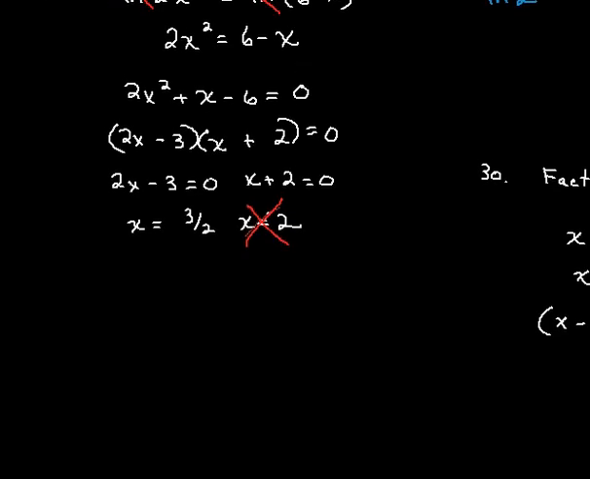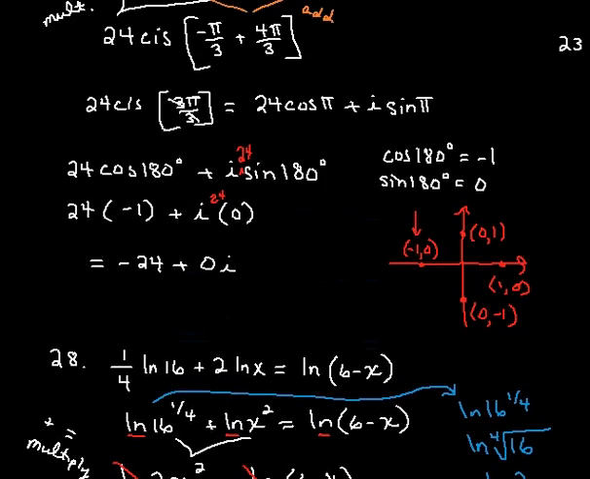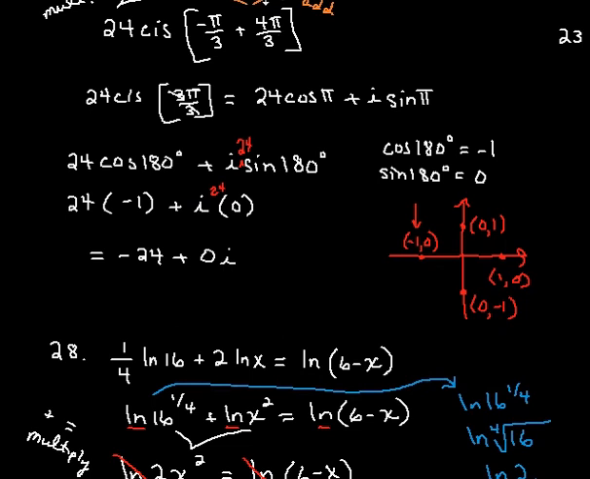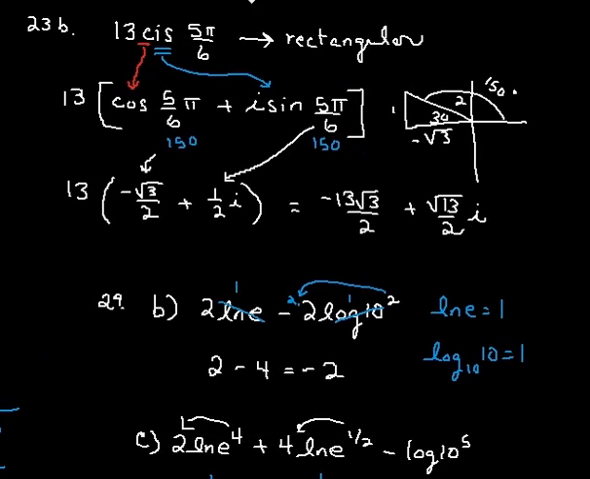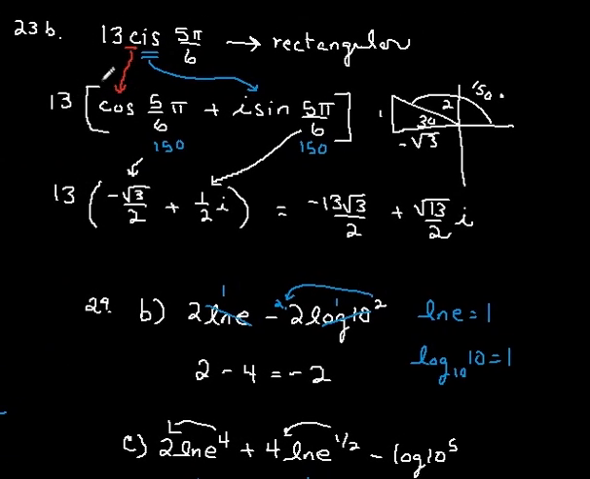Alright, is there another one down here? Okay, let me just jump over here to number 23, another complex trigonometric problem. This one, we're supposed to write 13 cis of 5 pi over 6 in rectangular form. So when you see the cis, you can separate it into cosine of 5 pi over 6 plus i sine of 5 pi over 6.